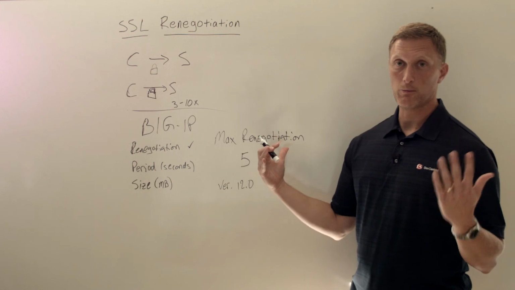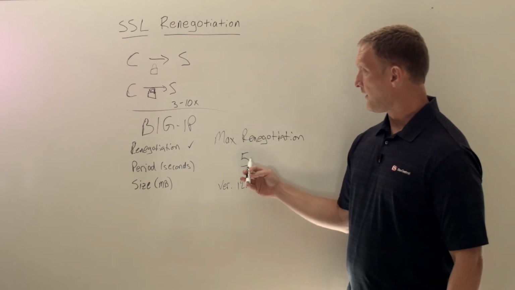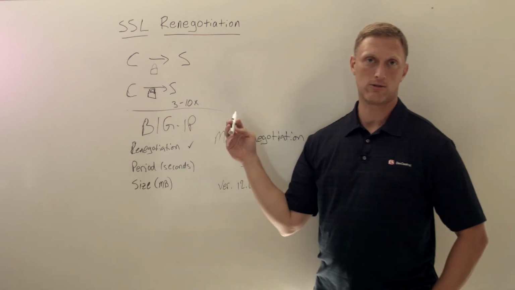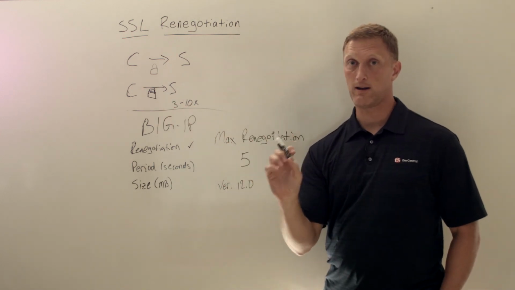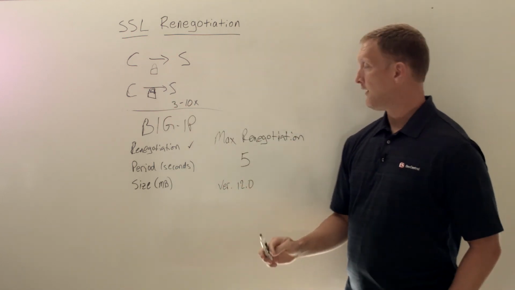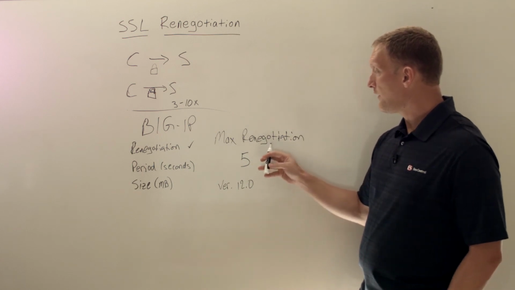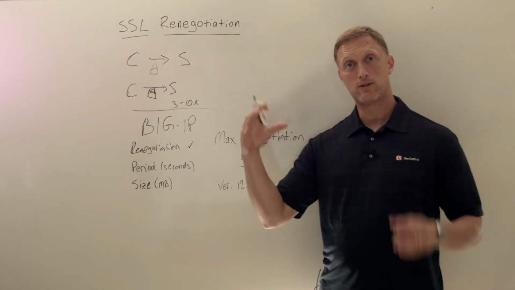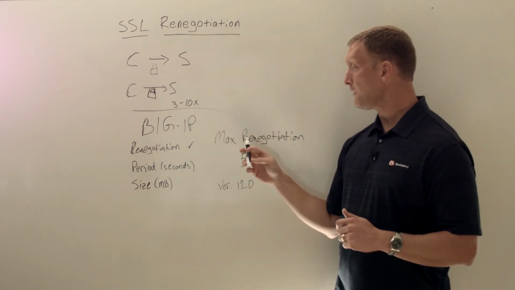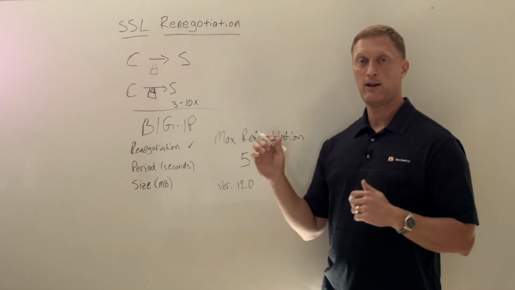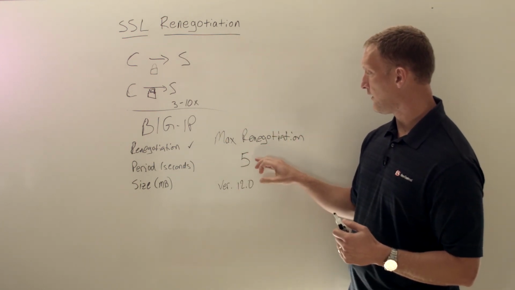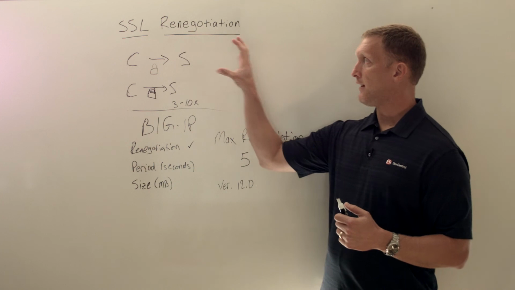You can set it to whatever you want. So basically what 5 is saying here is that the client is only allowed to send 5 renegotiation requests to the server in a 1 minute period before he's going to get cut off. And the cool thing about that is there's always been a max renegotiation number set on the Big IP. But the thing that's cool about version 12, and this is new in version 12, is that you can set the max renegotiation number per SSL profile.